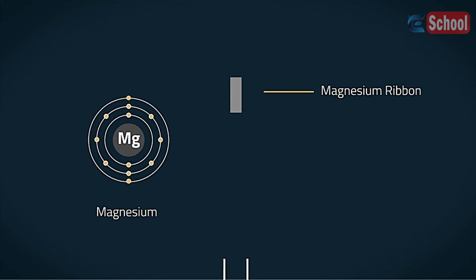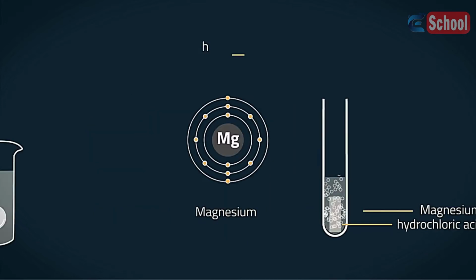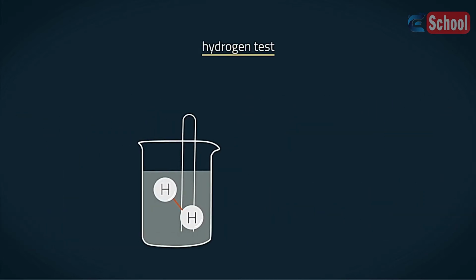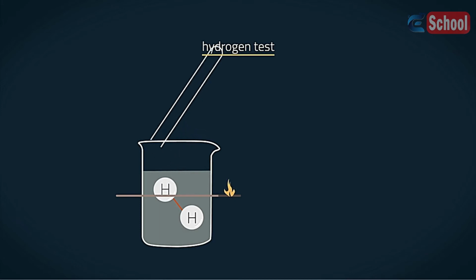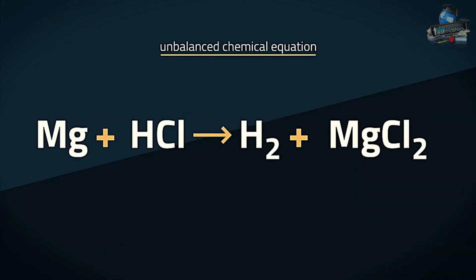Magnesium metal reacts with hydrochloric acid to produce hydrogen gas and dissolved magnesium. We can test the presence of hydrogen gas by placing a lit splint at the mouth of a test tube. If we hear this distinctive squeaky pop, it means that hydrogen has indeed been produced. The unbalanced equation for this reaction looks like this.